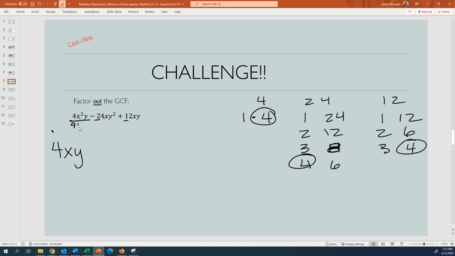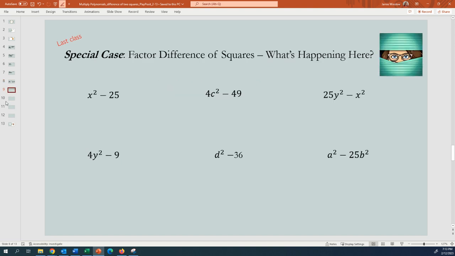So we're going to divide each of these terms by 4xy and see what's left. So 4 divided by 4 goes away. There's one x and no y's. Minus 24 divided by 4 is 6. The x's go away, and there's one y. Plus 12 divided by 4 is 3, and these both go away. There we go. That's the challenge. You can check your notes from last class.